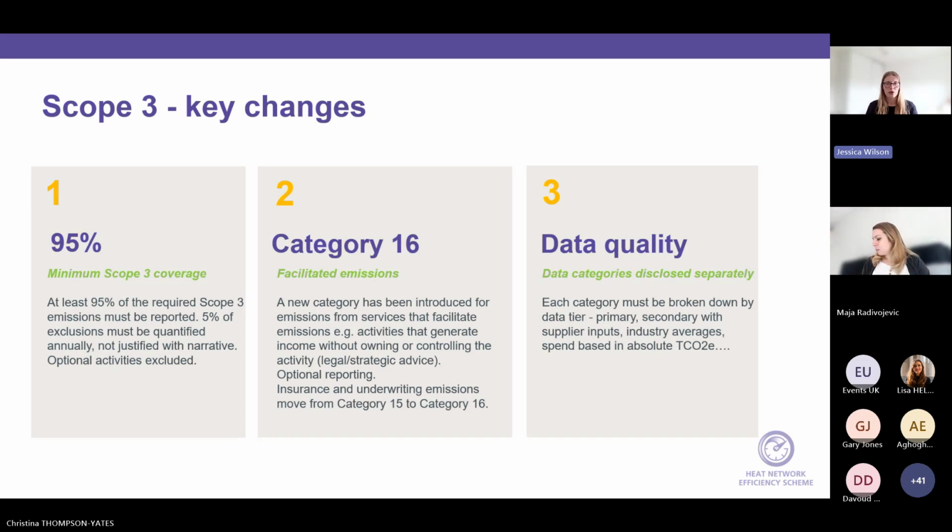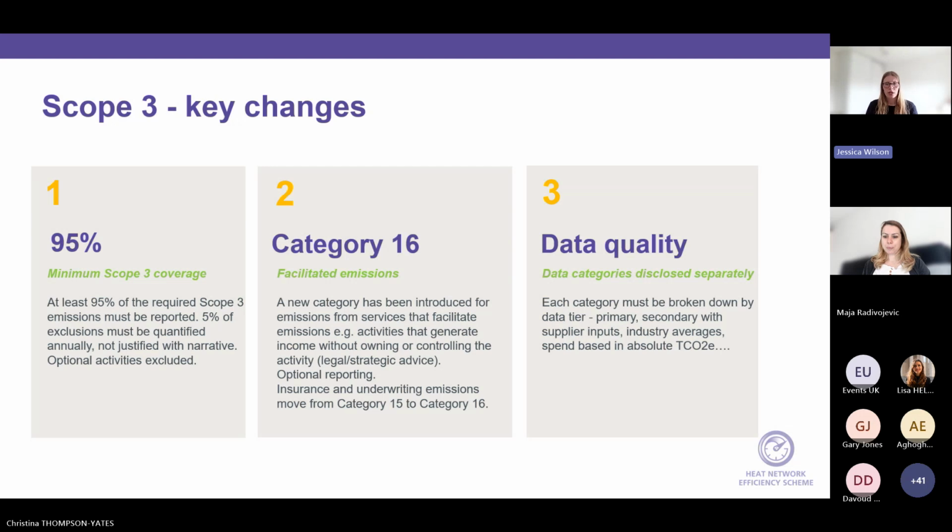To be able to exclude something as a minor source, you have to be able to prove that it's a minor source. In that sense, you almost have to do a very high-level quantification of those minor sources to be able to prove that. So that is another set of data that will need to be gathered and looked at at a higher level, to prove that you don't have to take that further step and quantify it as part of your Scope 3 coverage.